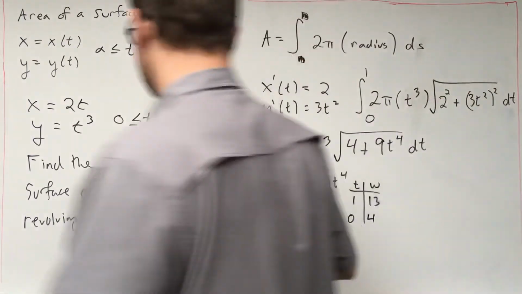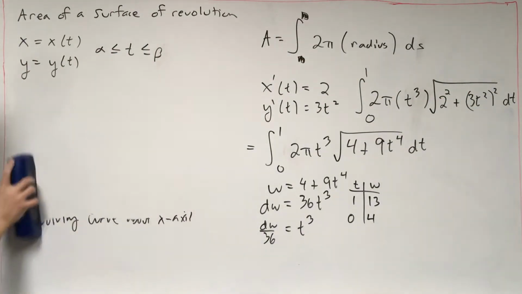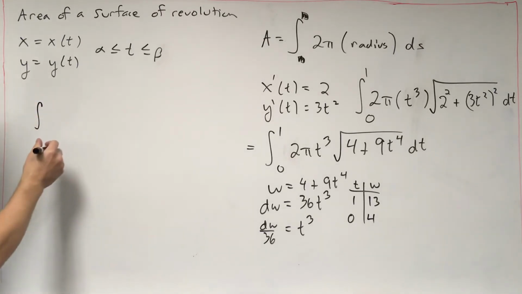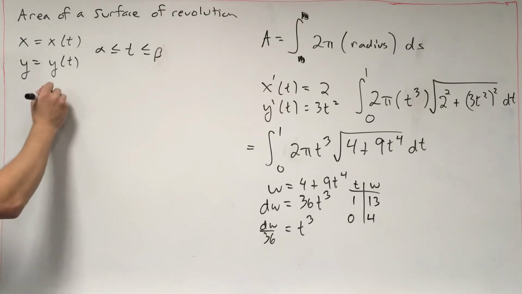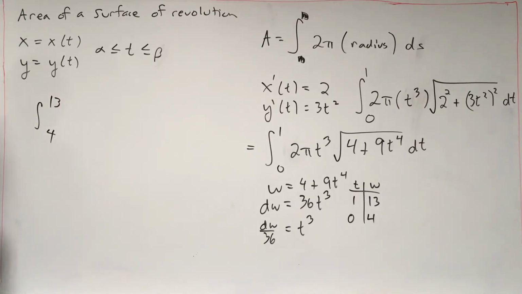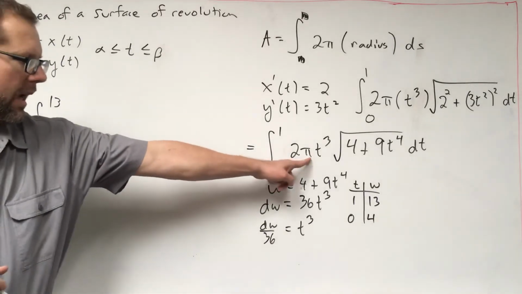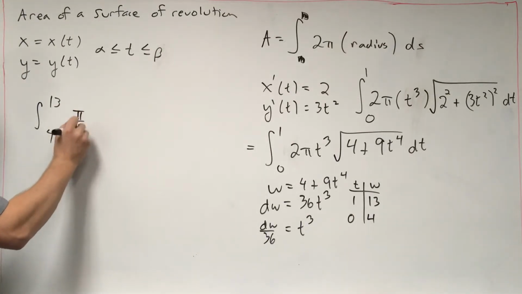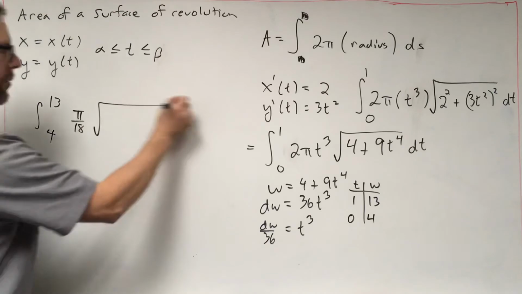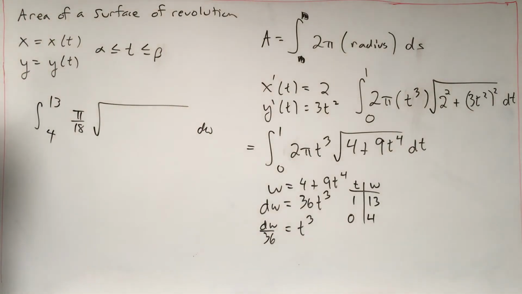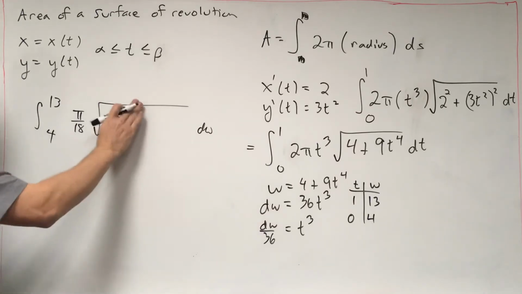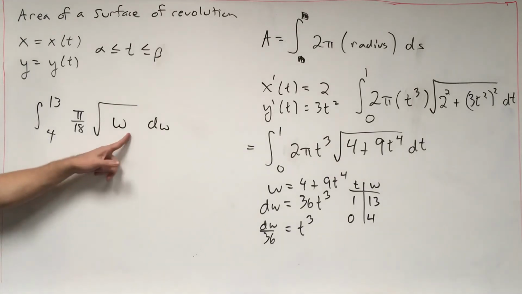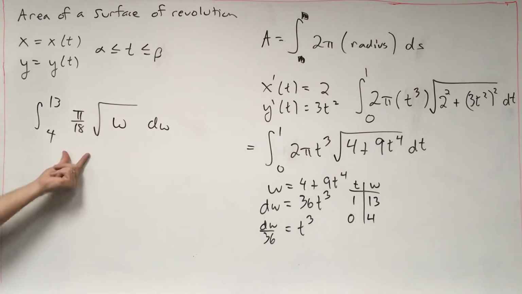And so the integral in question is going to now be rewritten as the integral from 4 to 13 of, so now what do we have? We have a 2 pi times t cubed, where t cubed is dw over 36. So that's pi over 18 with a dw on the end. And then under the radical, we just have w. And so we'll have w to the 1/2 dw with a constant in the front.